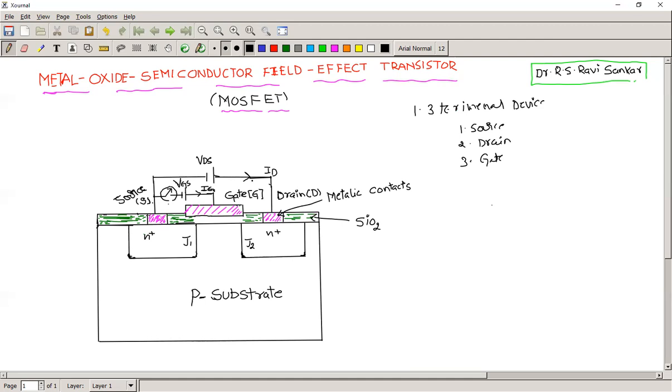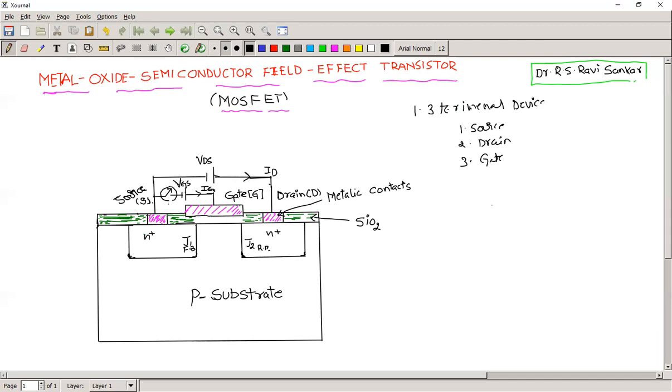Whenever we apply the positive voltage between the gate and the source, the junction J1 is forward biased, the junction J2 is reverse biased. So the junction J1 is allowing a current, whereas junction J2 is not allowing a current. So there is no closed path for the drain current. The device will be simply operating as an open switch.